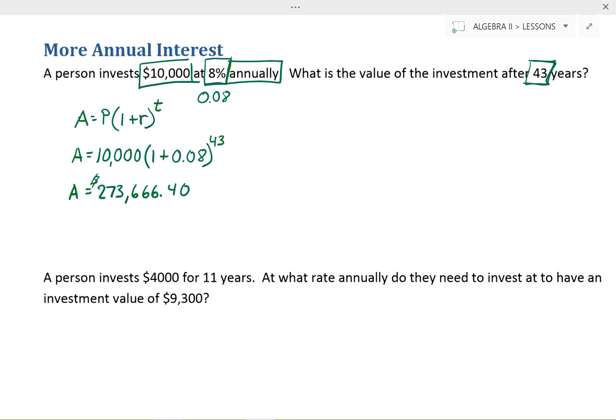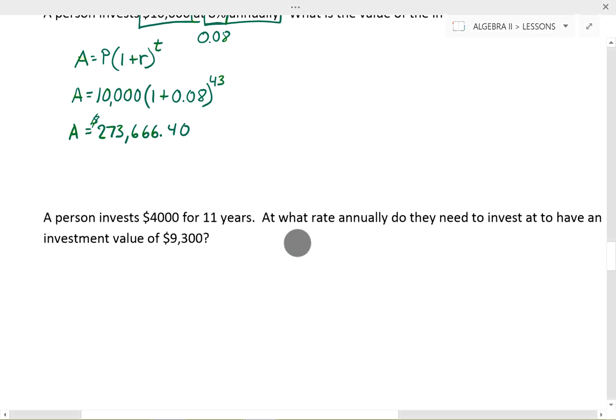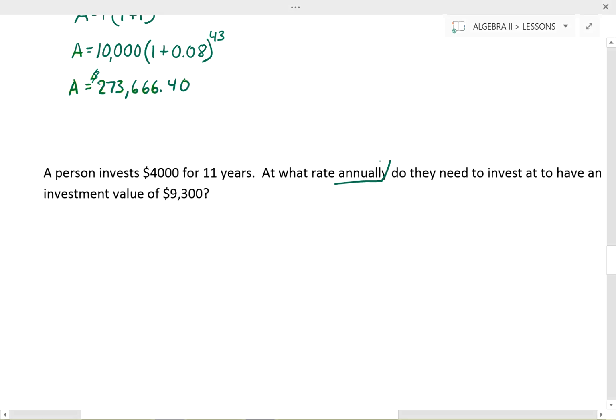So let's look at one final annual interest rate problem. This one's going to be set up just a touch different. We're actually going to be given a piece of information that we're normally not given and asked to find a piece of information that we're typically given. So this problem says this: a person invests $4,000 for 11 years. At what rate annually do they have to invest to have an investment value of $9,300? So to do that, again, we have this annually.